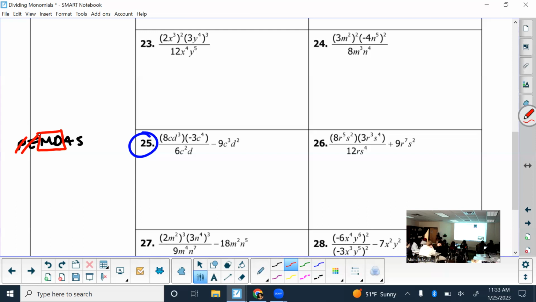So multiply the coefficients. What's 8 times negative 3? Negative 24. And then c times c to the fourth would give me c to the fifth, which is correct, because when you multiply the same base, you add the exponents. It's always like the opposite of what you do with the coefficient. So c to the 1 plus 4 would be 5. There's no other d in the numerator, so just copy it over. Copy over everything else.